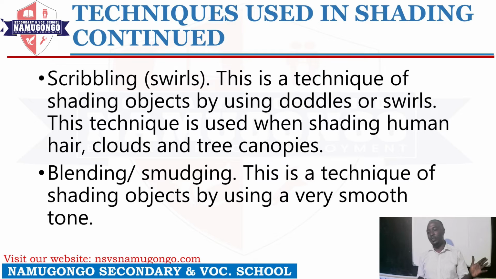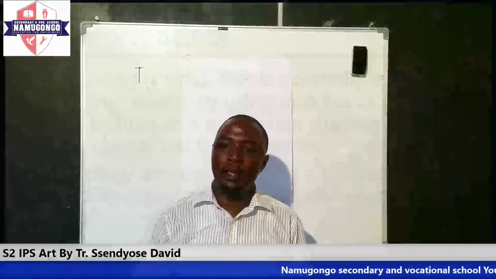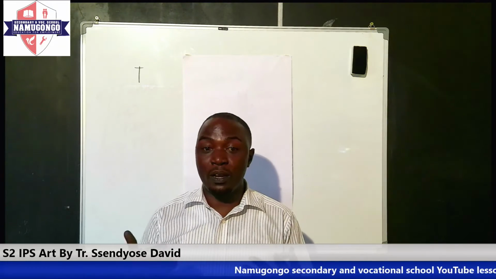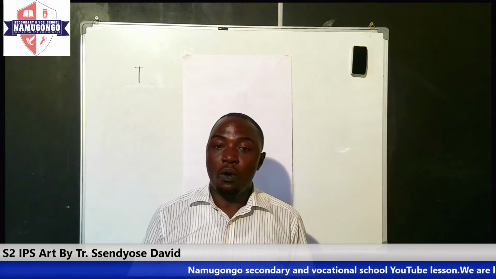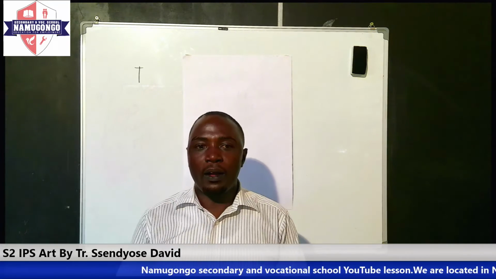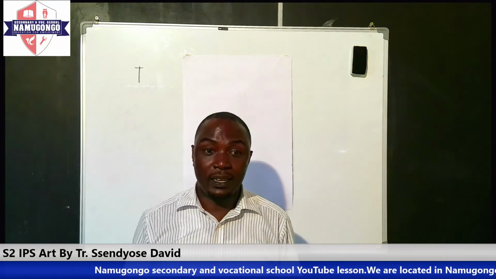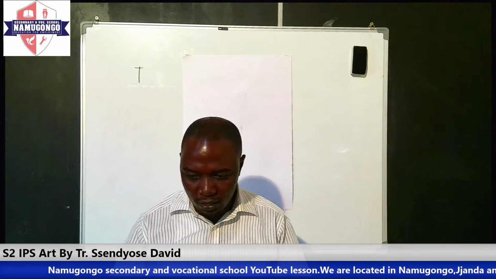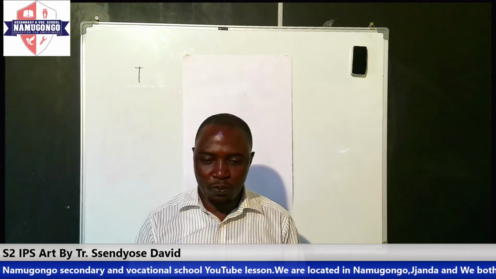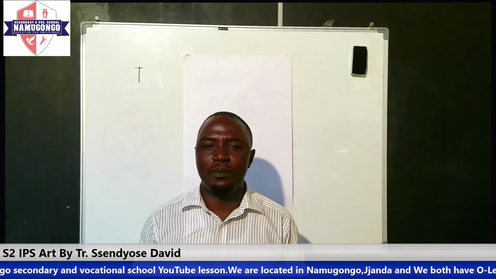If you don't want to use the term blending, we can call it smudging. This is the technique of shading objects by using a very smooth tone. And how is it produced? By rubbing your drawing tool on either a given paper or a drawing pad. That is how you can be in position to apply such a technique.